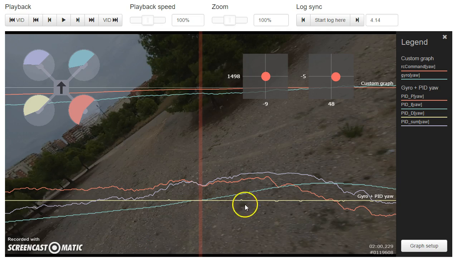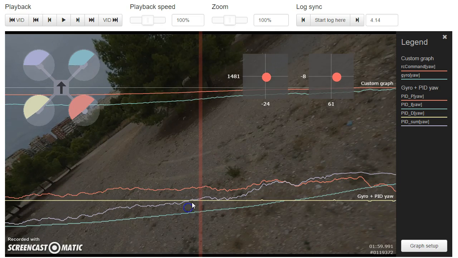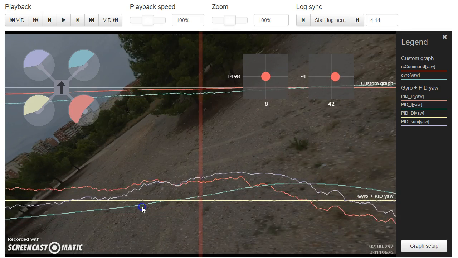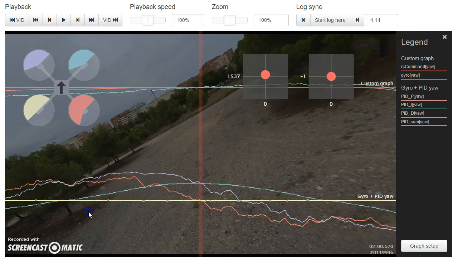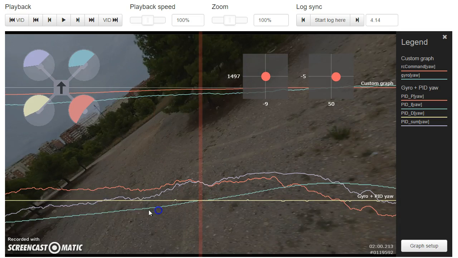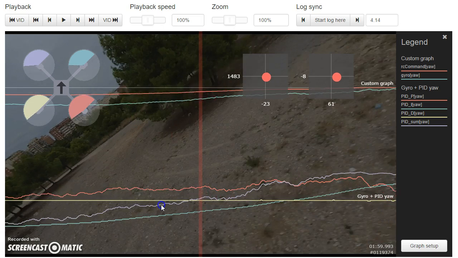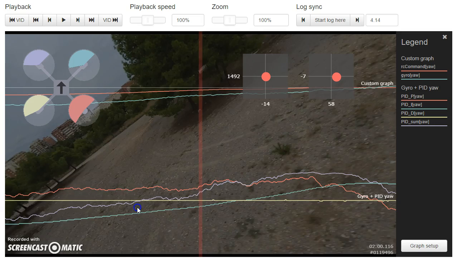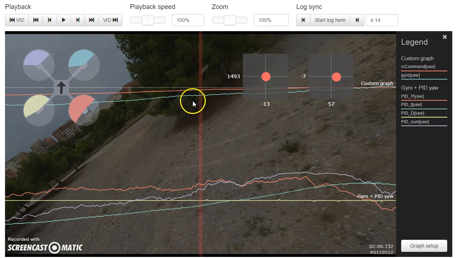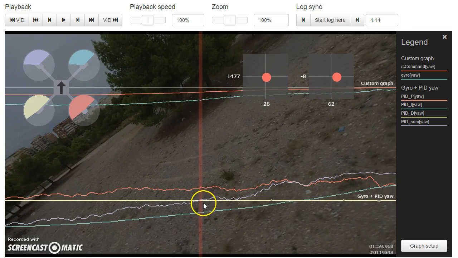Here's the moment where they all agree, but PID sum goes positive here. And the gyro doesn't cross until here. So all of the PID sum on yaw goes positive here, which means that now the PID algorithm is actually commanding right yaw or left yaw. It's interesting to me that the gyro takes so long to respond.